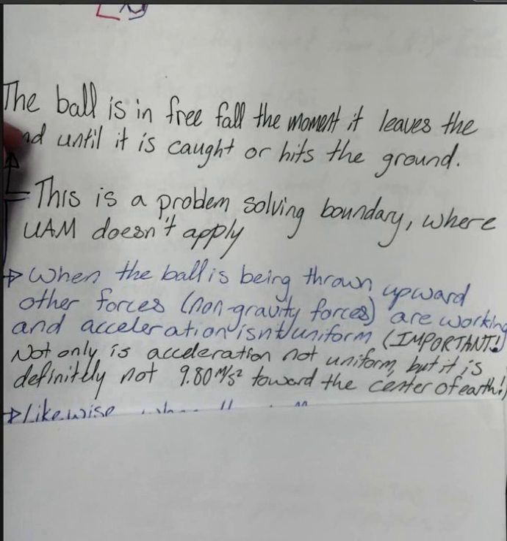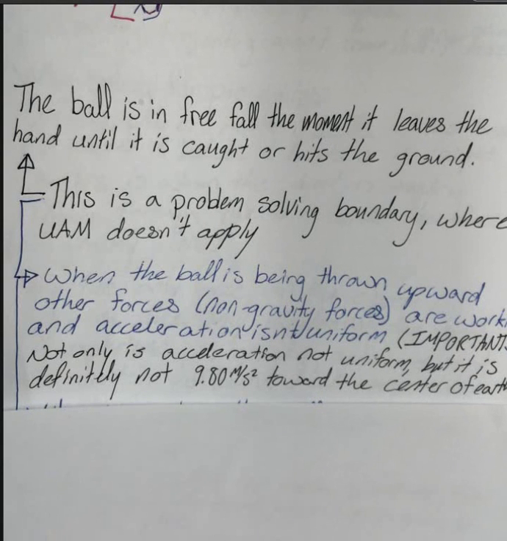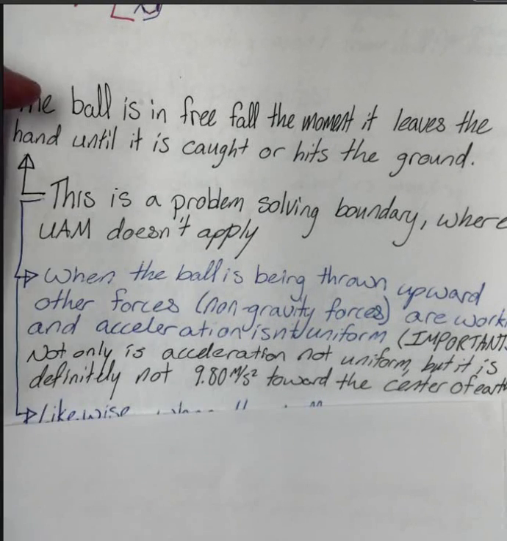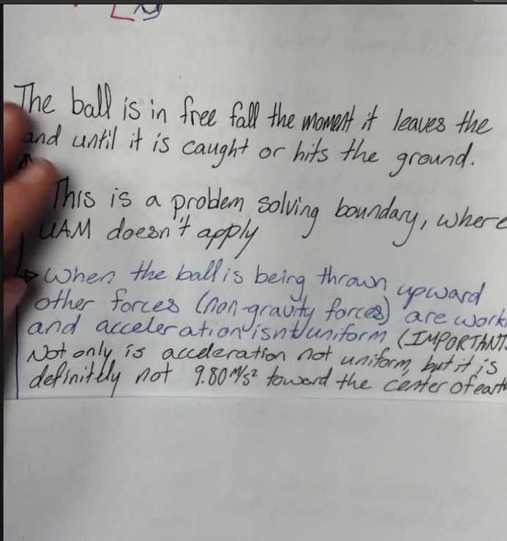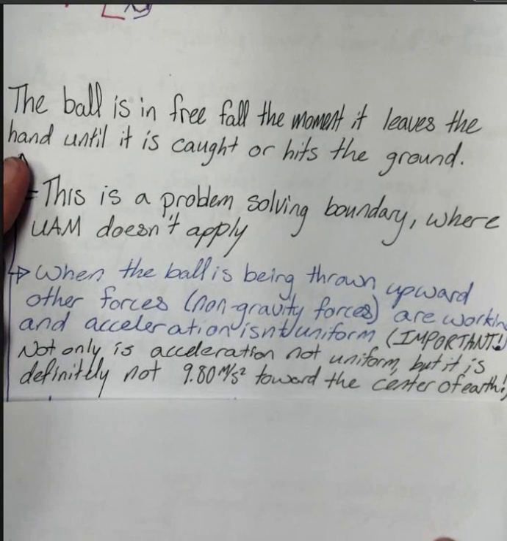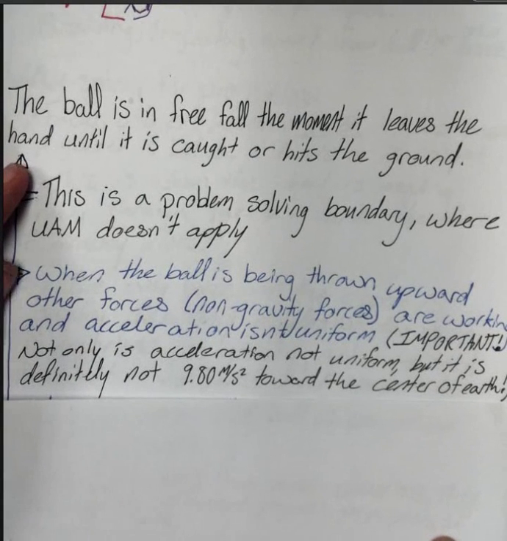How do we know that? Because the ball moves in a positive direction when you throw it upward. That means you exerted a force in that direction. You caused an acceleration in the up direction. That's not acceleration due to gravity, so you know that that's a boundary.